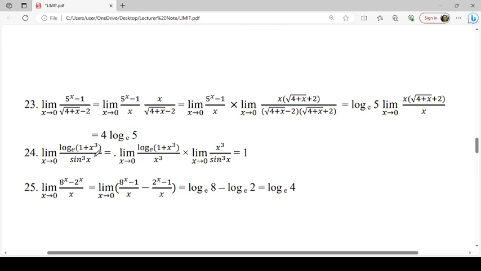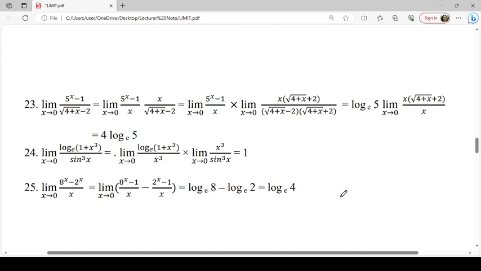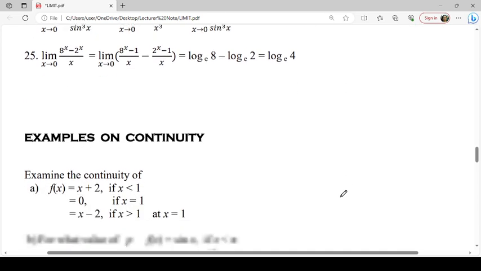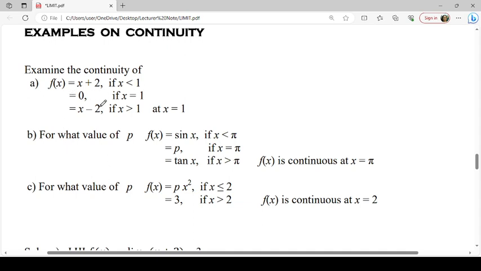So sin cube x is x cube. So this x cube we are making, so that this is x cube, and we have this one. So these are the things. Then these are examples of continuity. So to examine continuity, these functions are given.